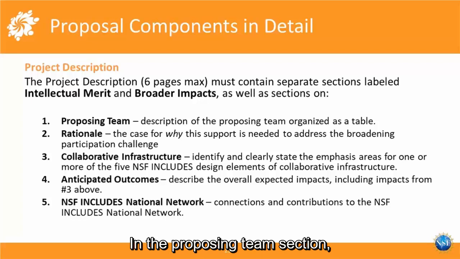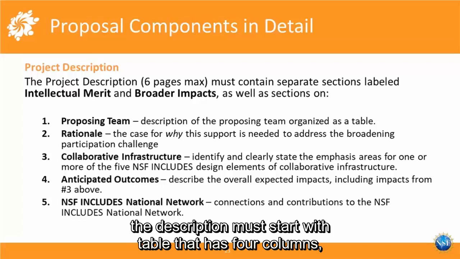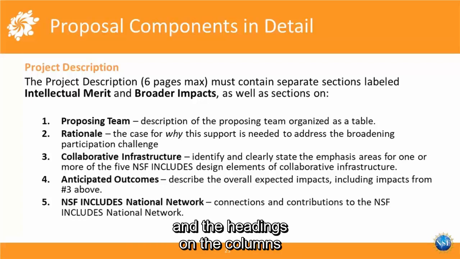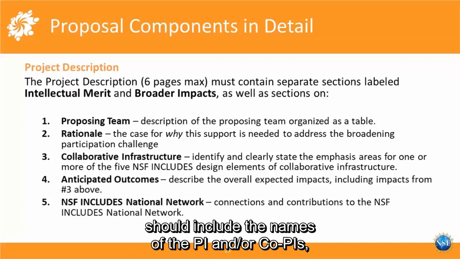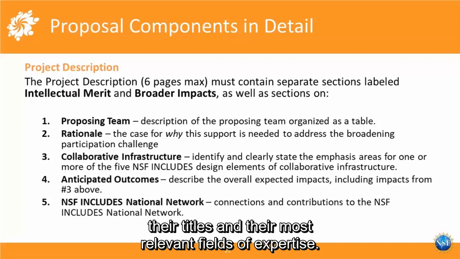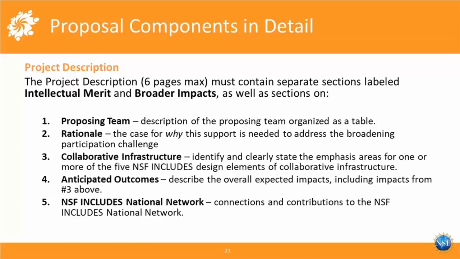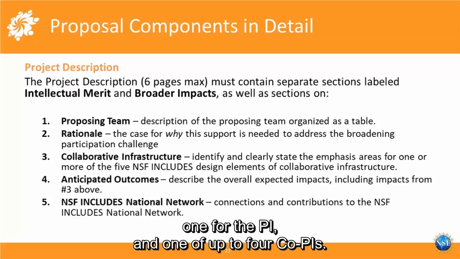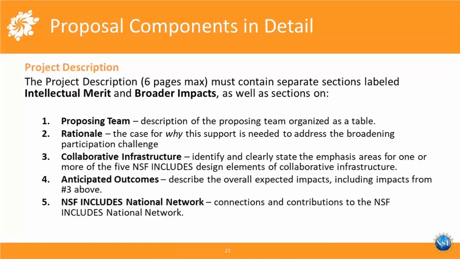In the proposing team section, the description must start with a table that has 4 columns, and the headings on the columns should include the names of the PI and/or co-PIs, the organizations of each individual, their titles, and their most relevant fields of expertise. This table should have approximately 5 rows, 1 for the PI and 1 for up to 4 co-PIs.